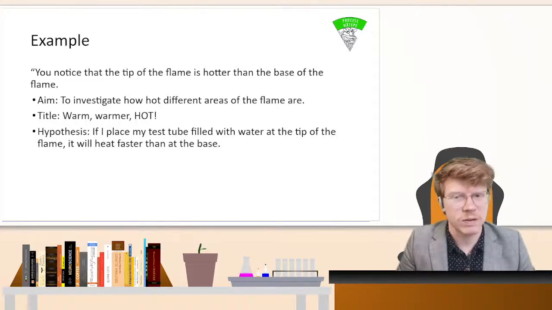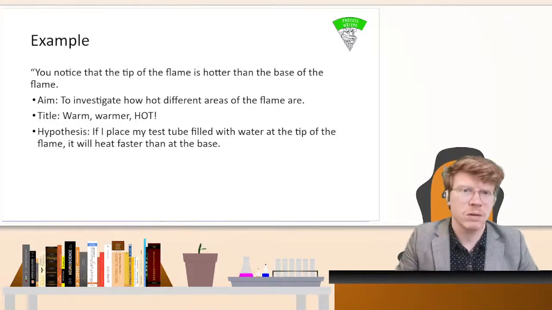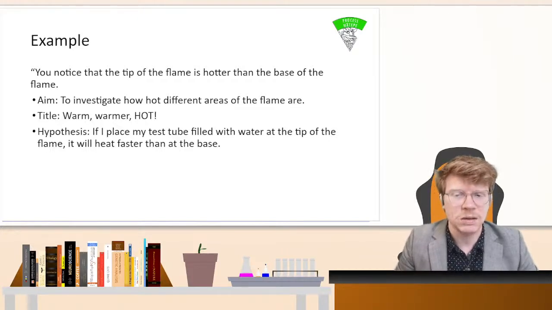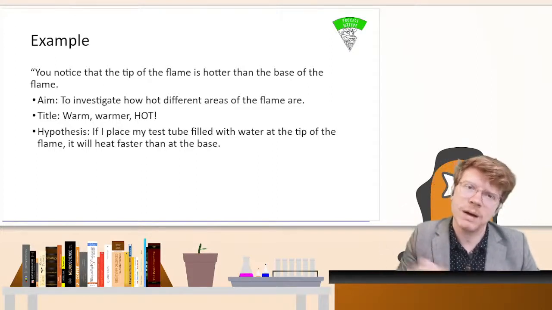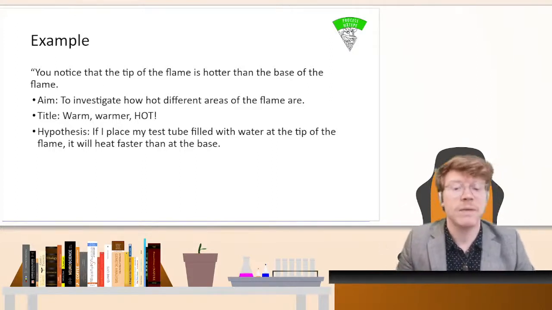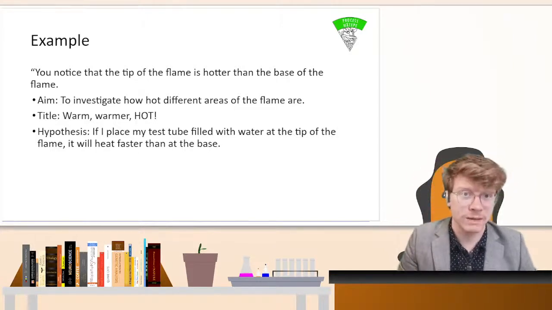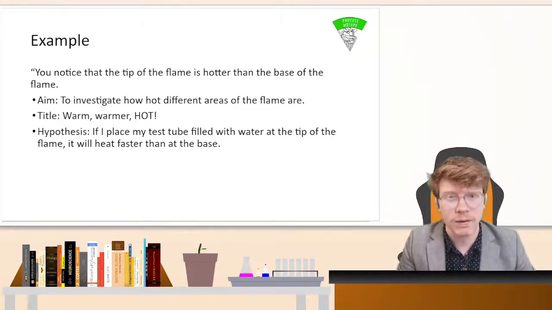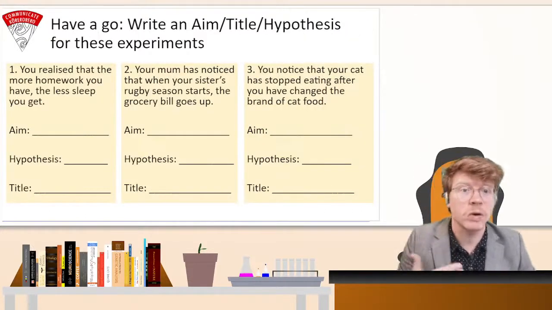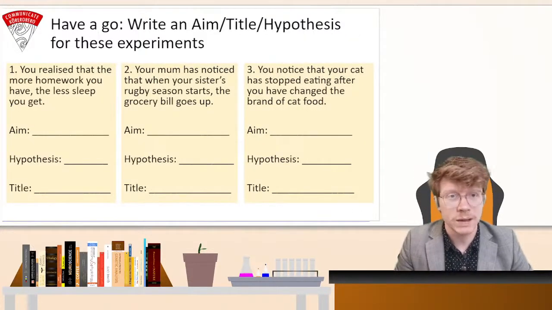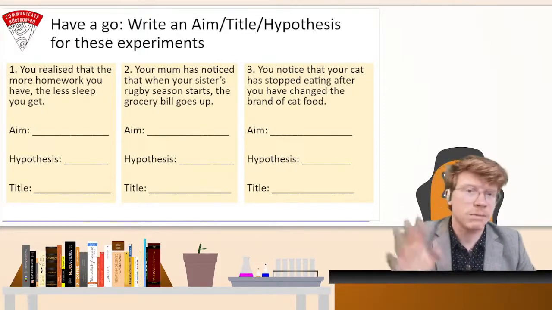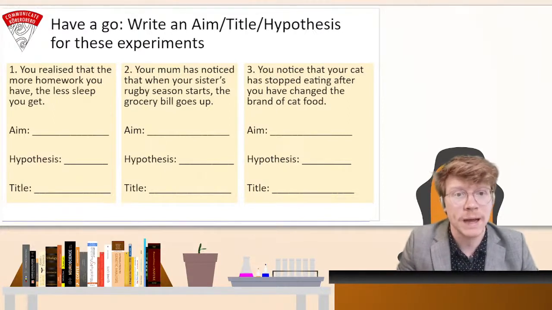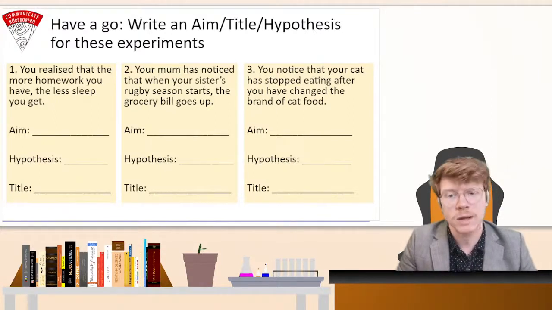Lovely example here. What's the hottest part of the flame? You could have some sort of funky title, and you hypothesize that if you place some water in a test tube in one part of the flame, it's going to heat up faster than if you place it somewhere else in the flame. That's a nice testable hypothesis, isn't it? You can have your own go at this, and I would encourage you to complete this because this will be good practice for you. These are 3 examples in the slides. Complete them in the slides, and I will come through and give you some feedback at the end of the week.